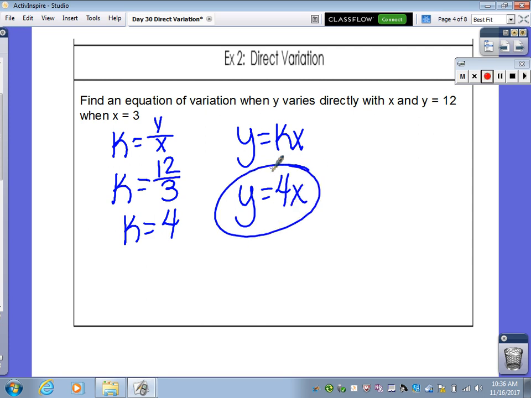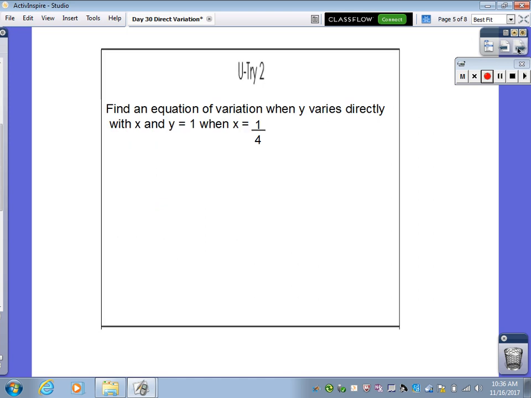Okay, and you're probably saying, why would I ever need to do this? Going back to the babysitting example, if you do this, then you could say, okay, if I get paid $12 an hour, 12 would be your constant of variation. You can easily figure out how much you would get paid after babysitting 6 hours. Here's your you-try 2. You're going to need to write the problem down.